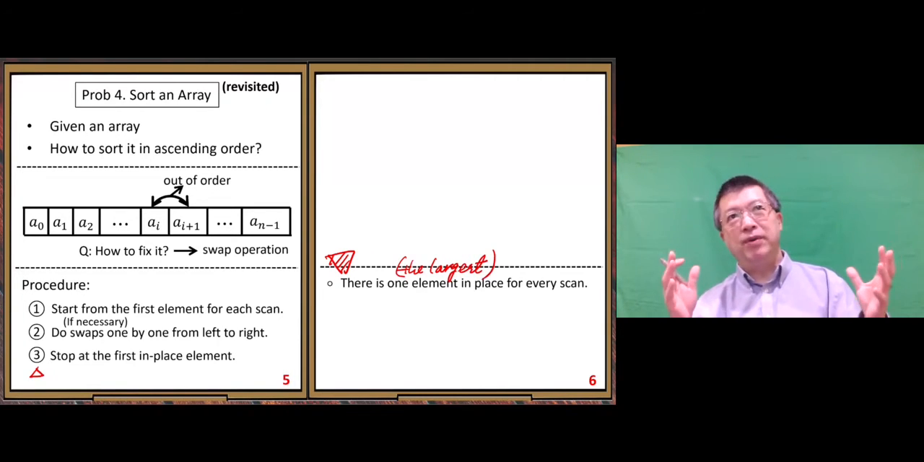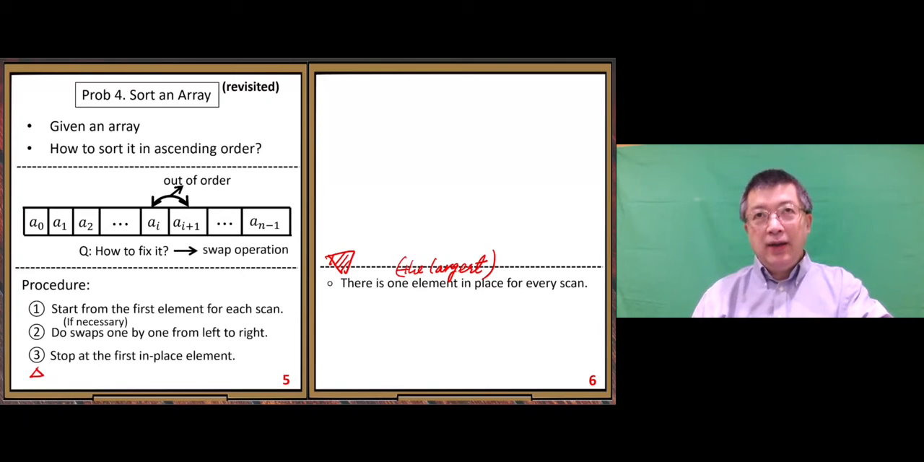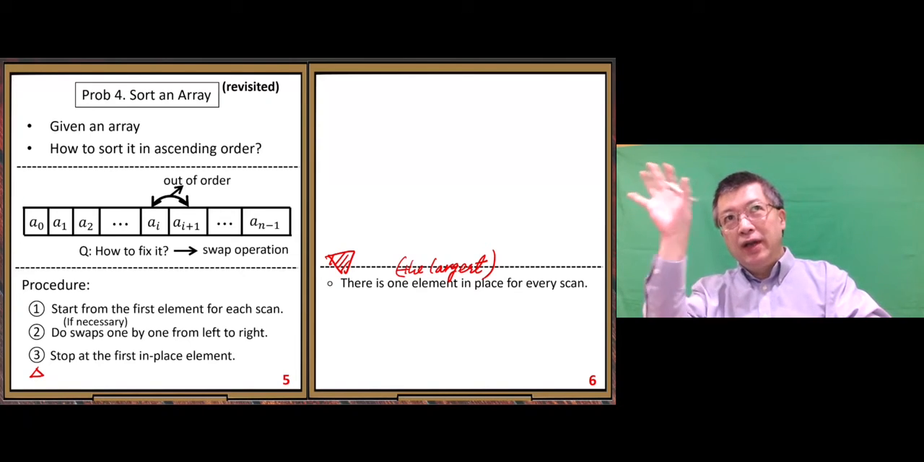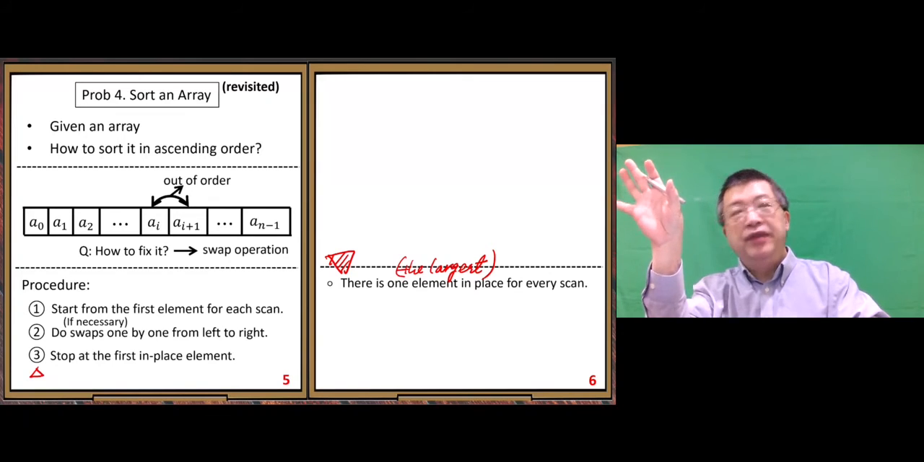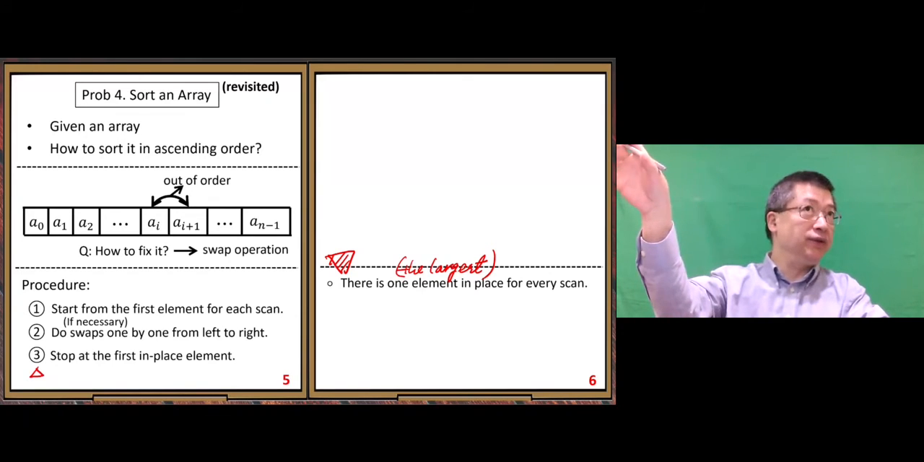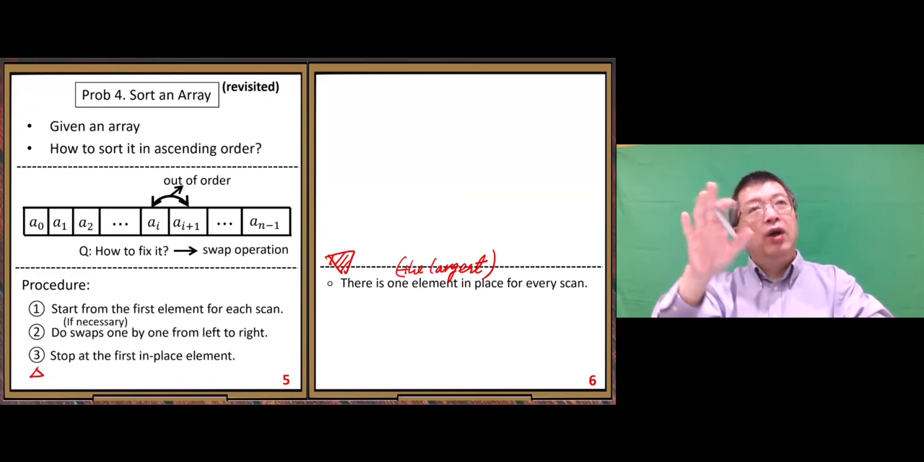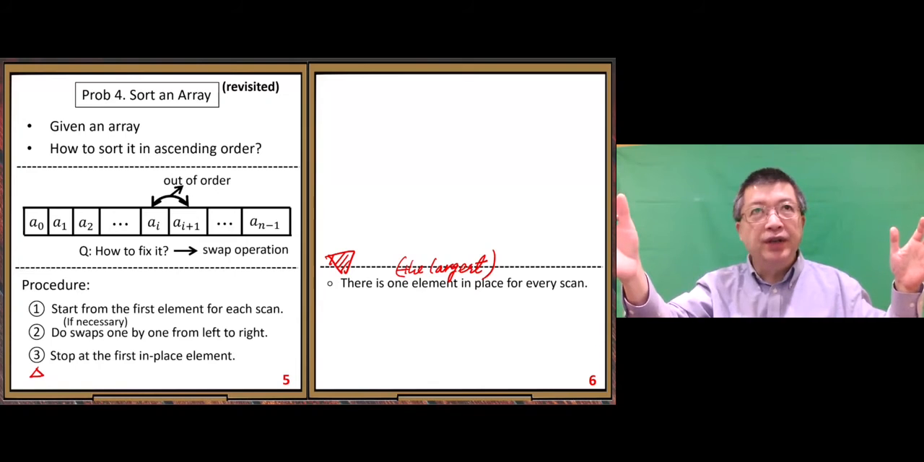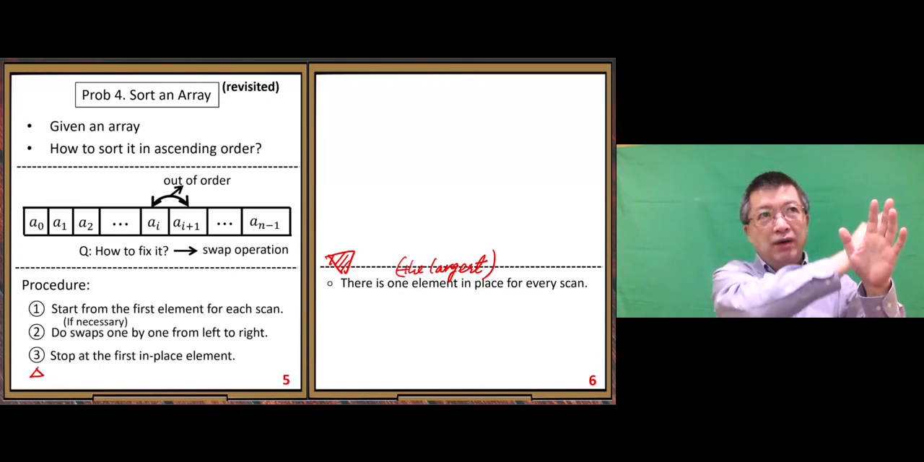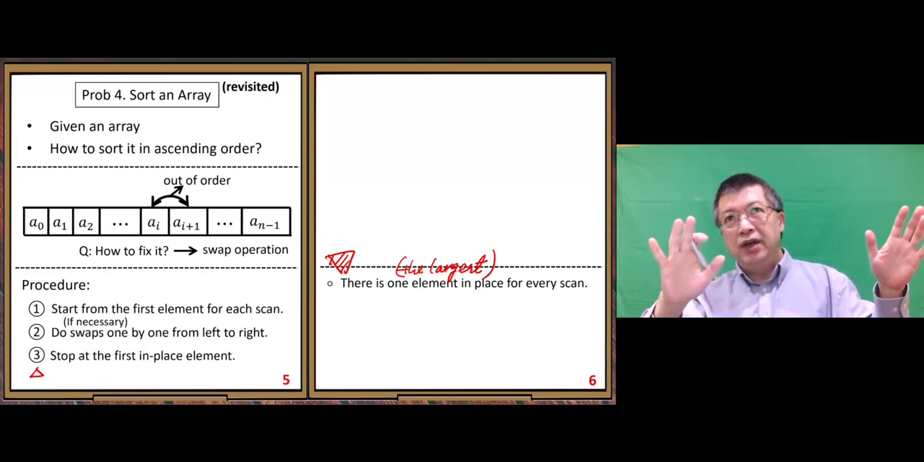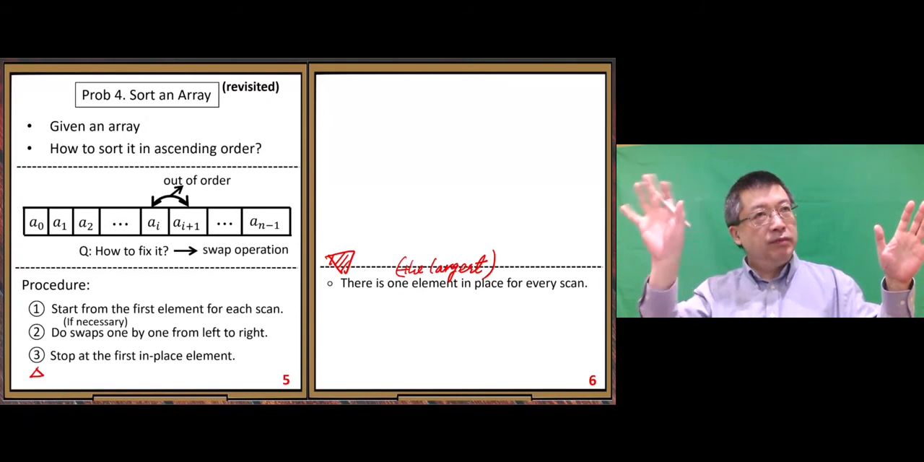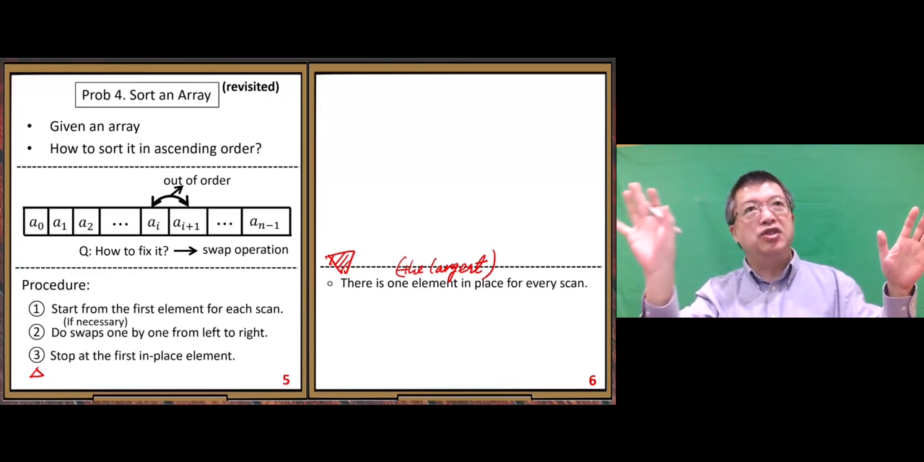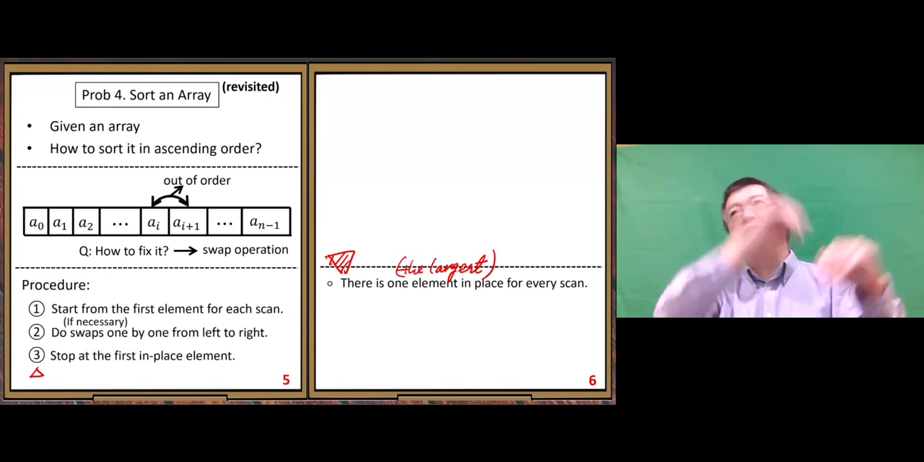Okay, so that's simple. But after we place that largest element at the end of the array, the next time we do not need to look at it. In the next round, we remove that element from consideration and do the local fix from left to right without including the previous largest element. How about that?